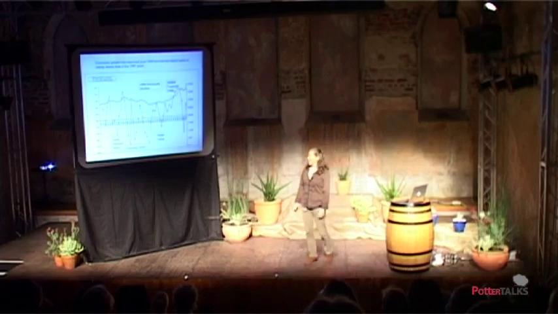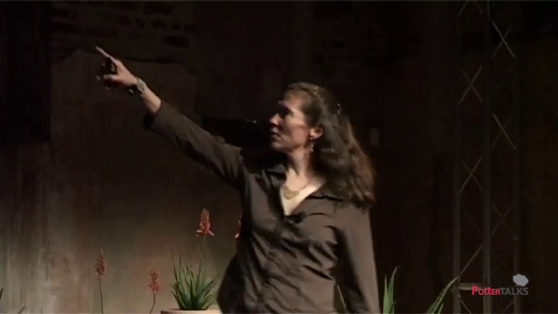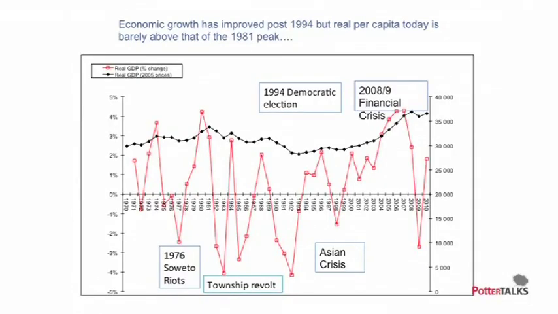If we look at our growth rate over the past, from 1970 to 2010, the red jumpy up and down line is pretty much our growth rate. You can see we had real problems in the 1980s, that was the Soweto riots, and the Asian crisis brought down our growth rate in 1998. Then basically through the 2000s we had a pretty good time. We had strong growth, going just about to 4.5%, and then it crashed with the global financial crisis. That's pretty much where we're at.